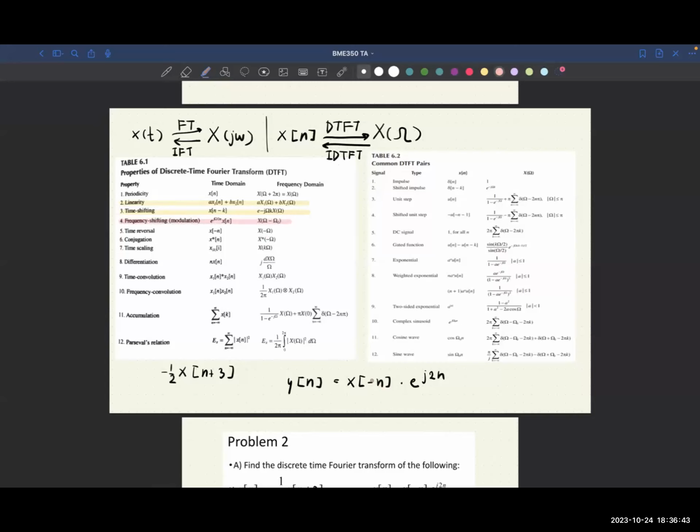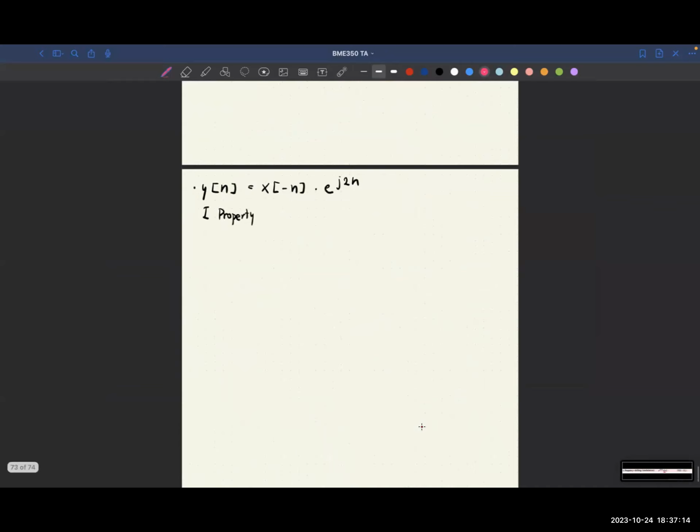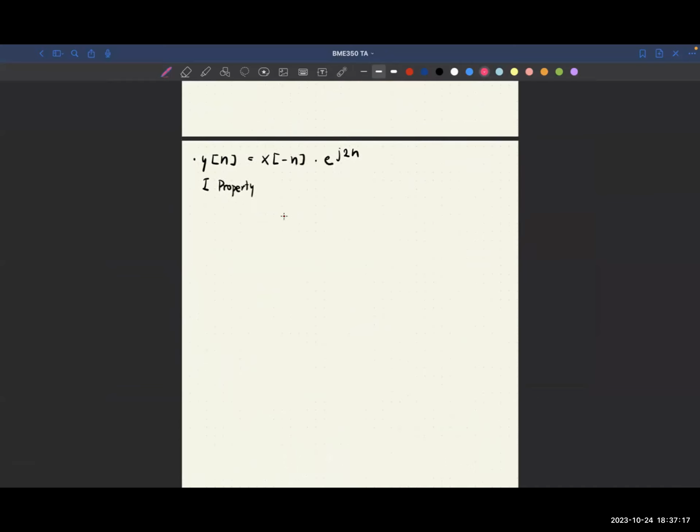we have x of negative n, right? But in the property, they use x of n and not negative n as we have here. Therefore, there's going to be a trick that we're going to use to approach this problem, to make our system work with the properties on the table. But let me snip this first. Yeah, that's the right direction. Nice catch.